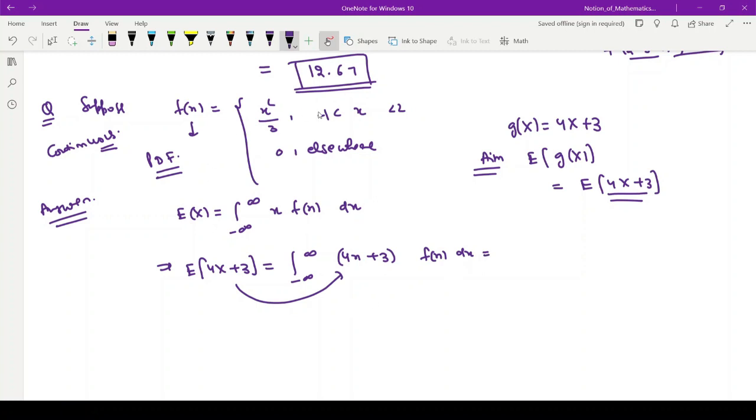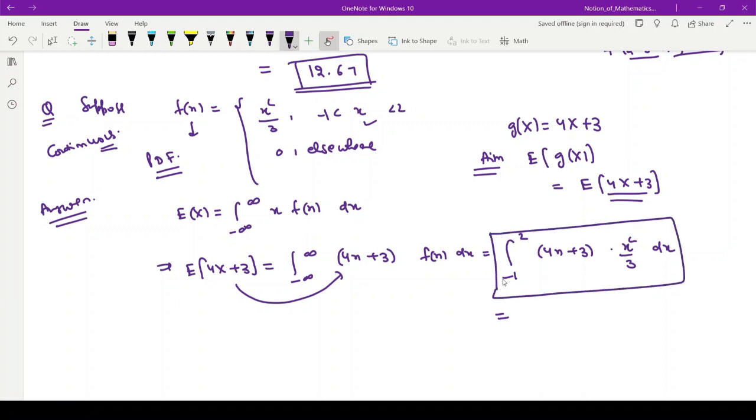We can check the range here for the random variable, that is minus 1 to 2. So this limit will be changed: the integral from minus 1 to 2 of 4x plus 3 into x square by 3 dx. Now this is not a big deal here. We just have to solve a single integration. When you solve this single integration, the answer can be easily obtained, and it will be equal to 8, which can be verified later on by all of you. So students, you can easily evaluate this single integration and your final answer will be like this.